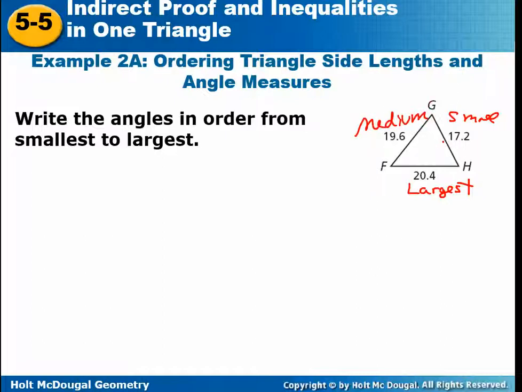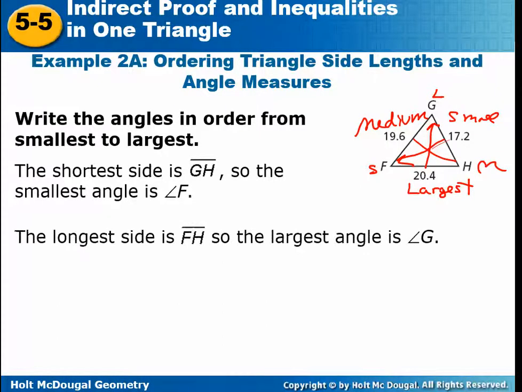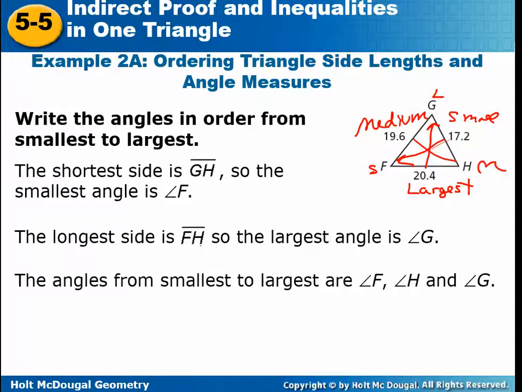Now, the smallest angle will be opposite the smallest side. The largest angle will be opposite the largest side. So this is the largest angle. This is the smallest angle. And this must be the medium angle. So the smallest angle, remember where that was, is opposite the smallest side. That's angle F. So angle F is the smallest. And then the next one would be angle H. And then the last one would be angle G. So angle F, angle H, and angle G is in order from smallest to greatest.